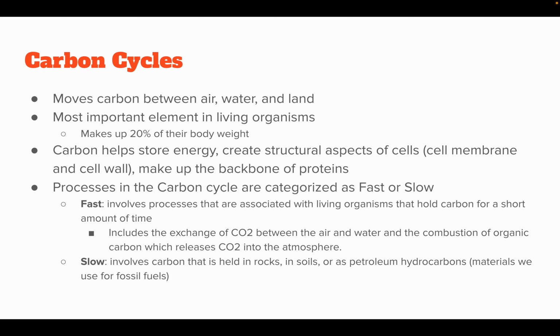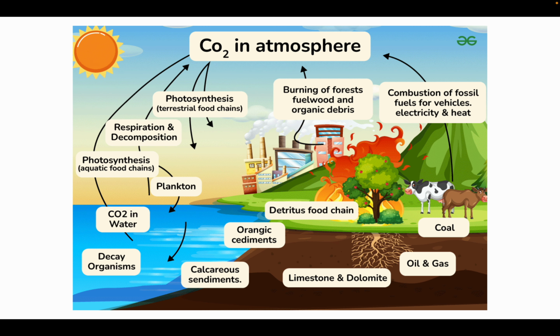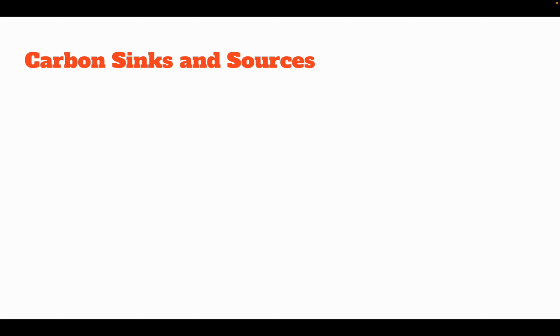Slow processes involve carbon that is held in rocks, soils, or as petroleum hydrocarbons, materials we use for fossil fuels, and it can be stored in this way for millions of years. And again, our species hasn't even been around for 1 million years, let alone millions of years. So here is just a brief picture of what we're going to be looking at through the carbon cycle. This picture is available in your notes for you to reference.